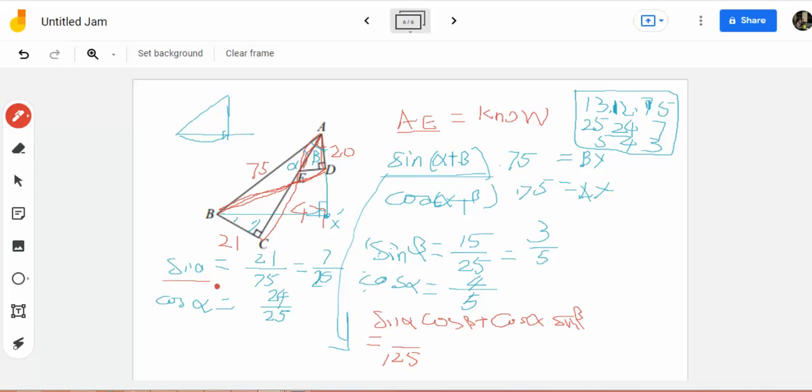Sine alpha cosine beta. So this is 28. Wait, 28. 4 times 7 is 125, right? And plus this one, cosine alpha. So it's 125. This below is also 125. Above is what? 70. Wait, 72? Yeah, this adds up to 100.